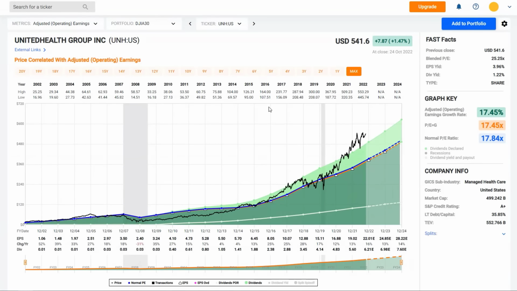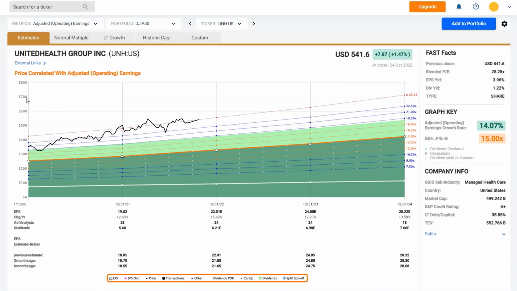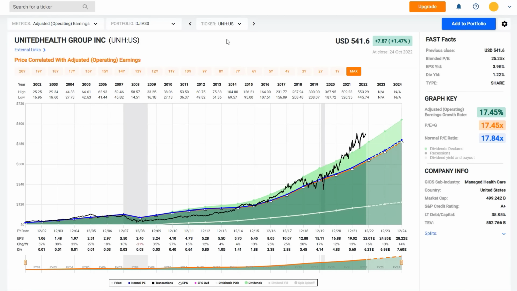Next one is UnitedHealth. UnitedHealth has an impeccable history. It's A-plus rated, less than 36% debt, offers an earnings yield of only 3.96% and a dividend yield of 1.22, and that's strictly because valuation is extremely high here. And I love this company, but I don't like its valuation. It's that simple. But there's UnitedHealth.